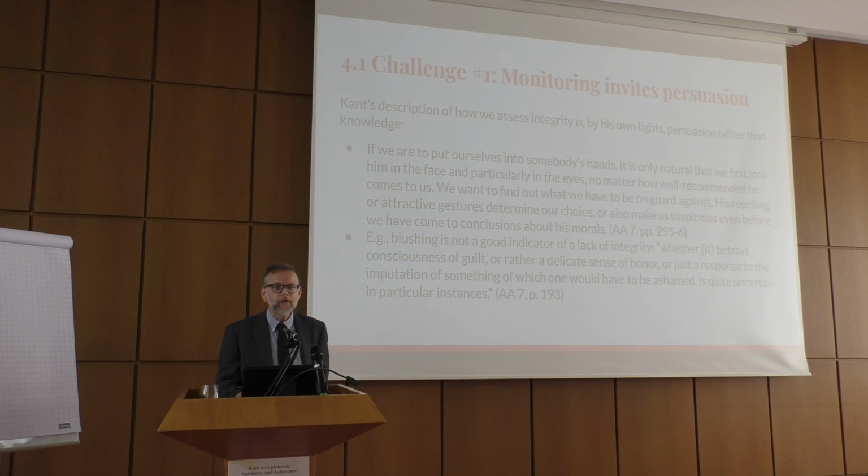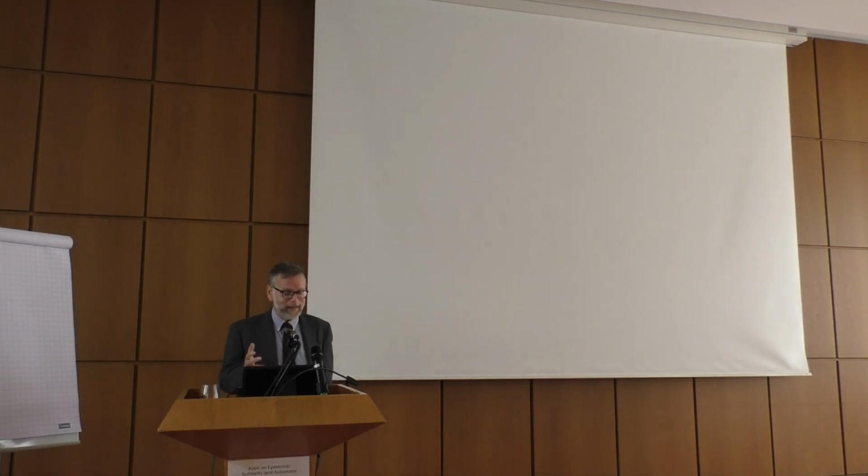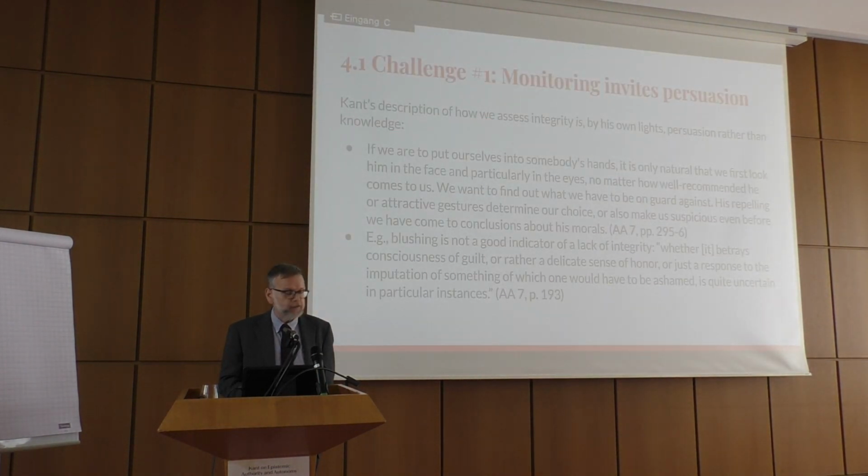But if you look at the social psychology literature about how reliable this evidence is, it's abjectly horrible, right? So, for example, eye contact is not good evidence of truthfulness or reliability at all, right? So it's really terrible. And Kant, in some sense, is aware of this fact, right? So, for example, at least with the case of blushing, he notes himself that it's not a good indicator of a lack of integrity, right? People are too complex. We don't know why they're blushing.